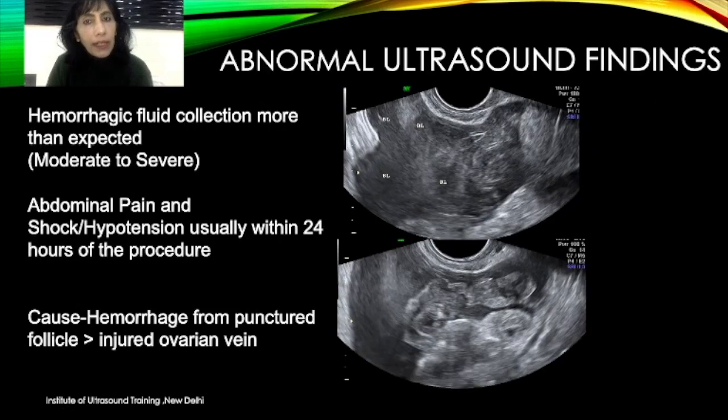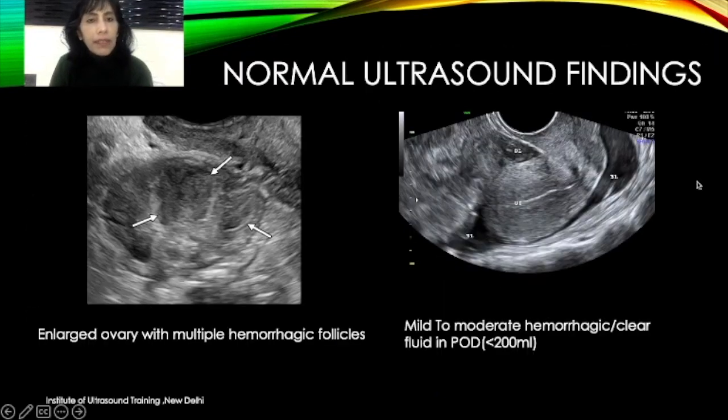Now, what are abnormal findings? Again, I am repeating, these are very rare, not very common, but you should be aware of them. What can be the abnormal ultrasound findings when we see a patient post oocyte retrieval? The first is that there could be a large amount of hemorrhagic fluid collection. If we go back and compare, it is very little just surrounding the uterus, maybe a little more in the pelvic peritoneal cavity, but usually it will not go beyond the pelvic peritoneal cavity.